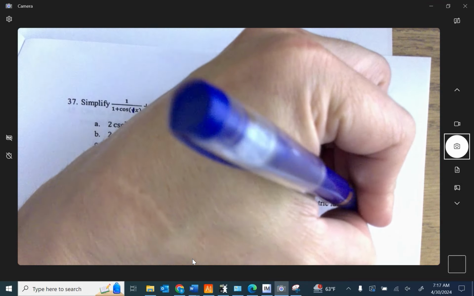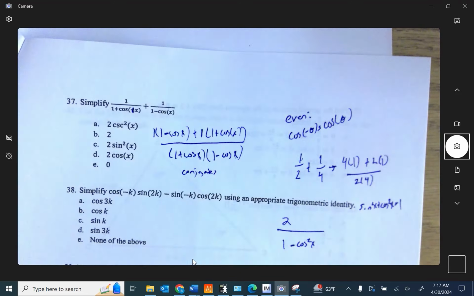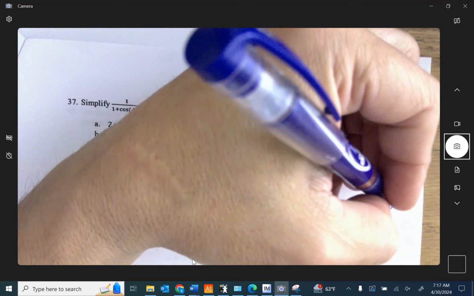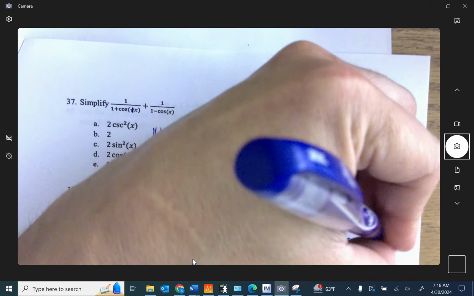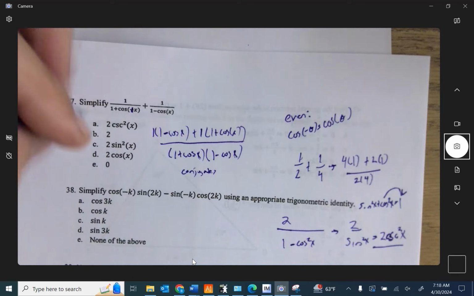And then we're thinking about the old default: sine squared plus cosine squared of x is 1. And we're thinking about, what if I move that over? Well, it turns out I have 2 over sine squared of x, which is going to be 2 cosecant squared of x. So 2 cosecant squared of x.